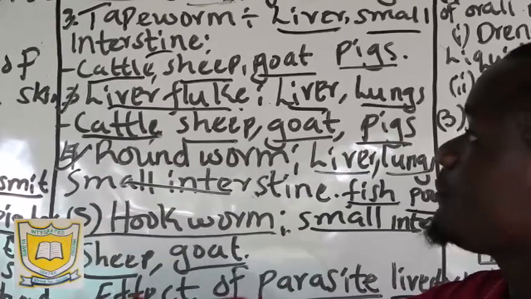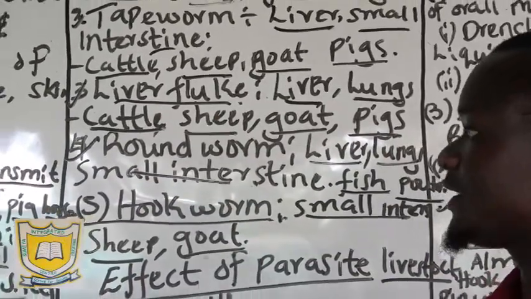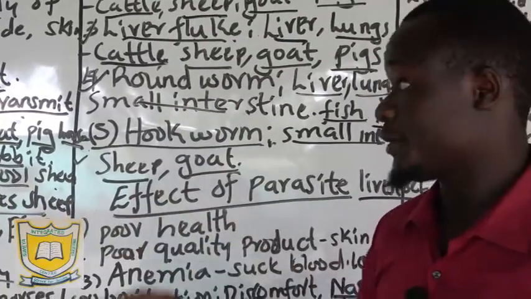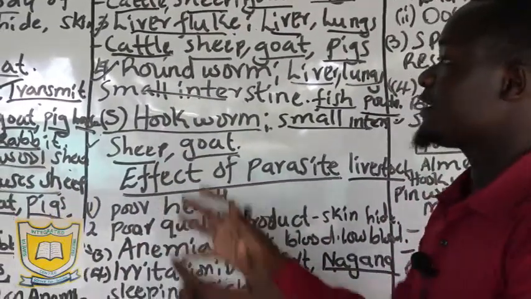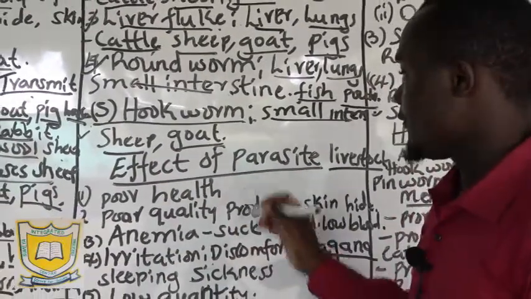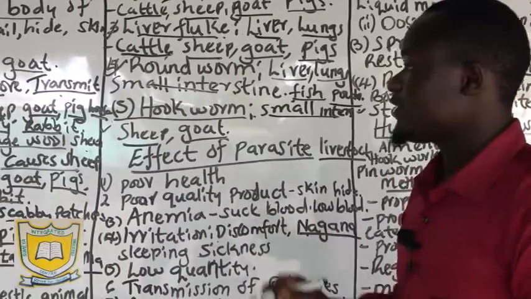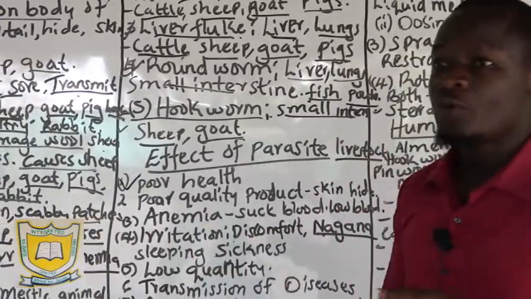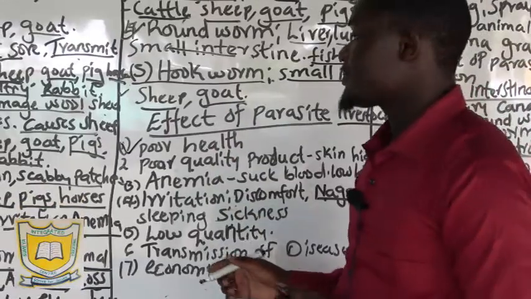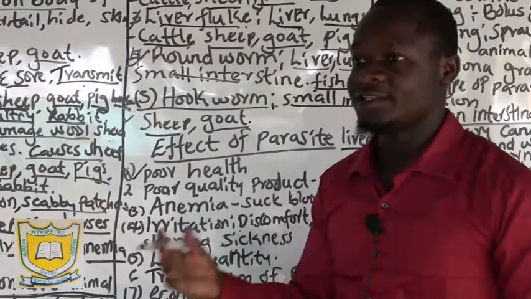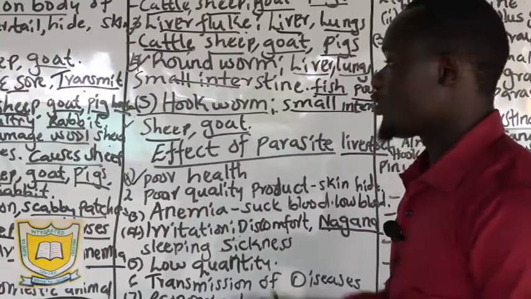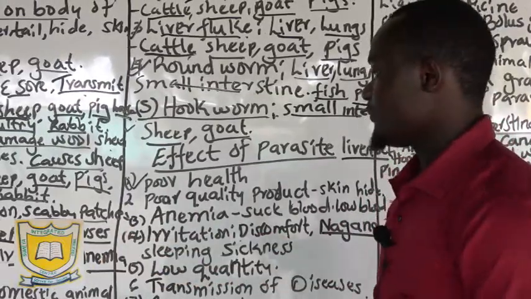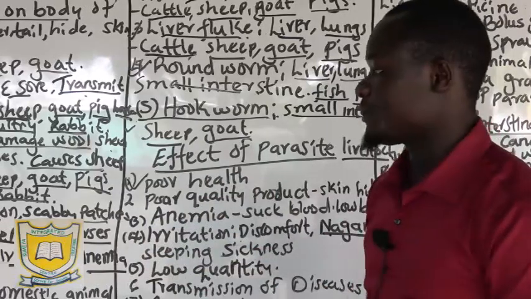Now, after understanding both external and internal parasites and their examples and effects, we move to the general effects of both parasites. These parasites have general effects on the livestock. The first effect is poor health. What causes poor health? These parasites cause diseases, for example nagana and sleeping sickness, which are caused by the tsetse fly.